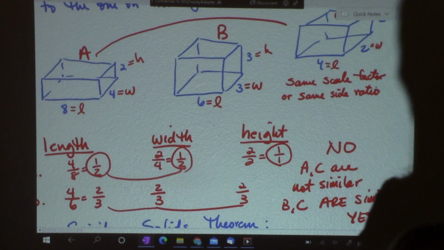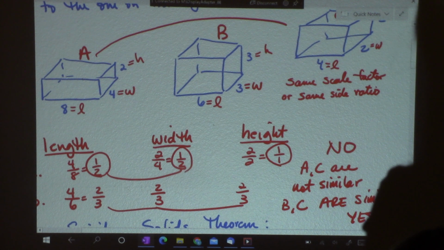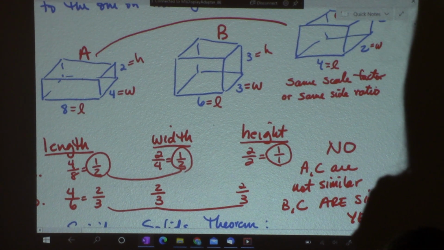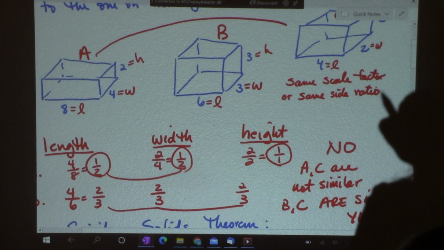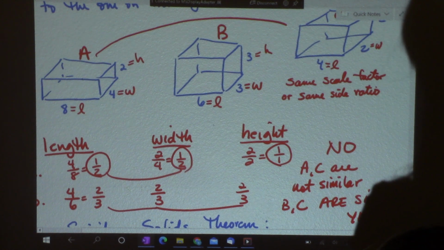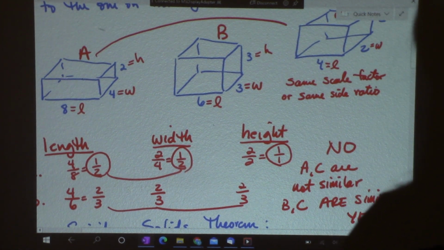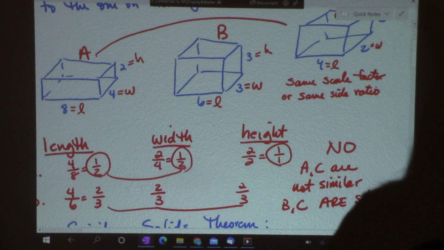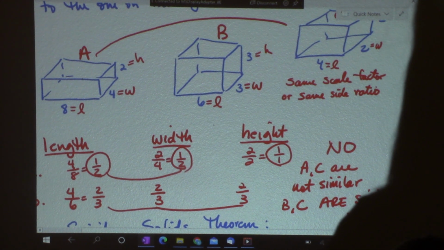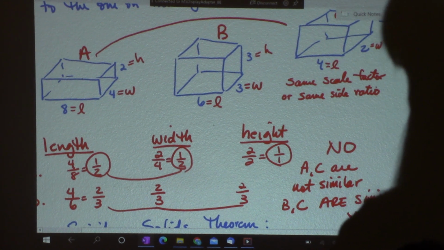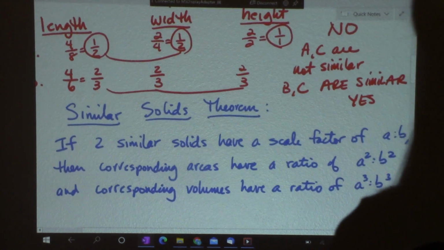If we have similar 3D figures, then all their dimensions will have the same ratio, the same scale factor, okay? Now, if we're not just looking at lengths and widths, single dimension, we might be looking at surface area or volume, which is a lot of what this chapter is about.